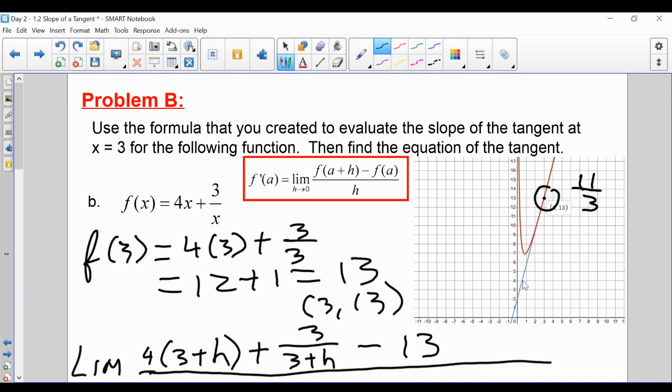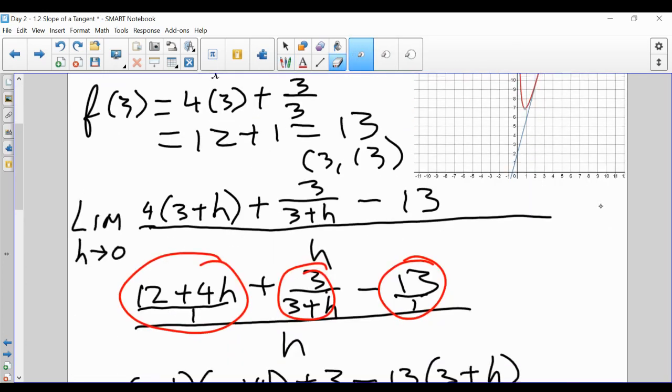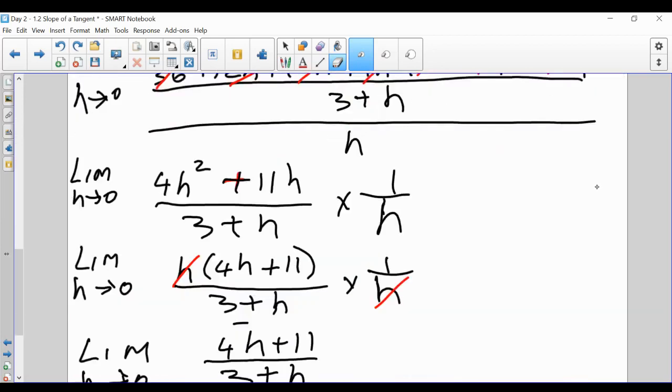Thank you, Ashfan, and thank you, Stephen. What point do we know that's on this line? Give me the coordinates of a point that's on this line. The 3, 13, there you go. So let's go ahead and use that to find the equation of this tangent line.